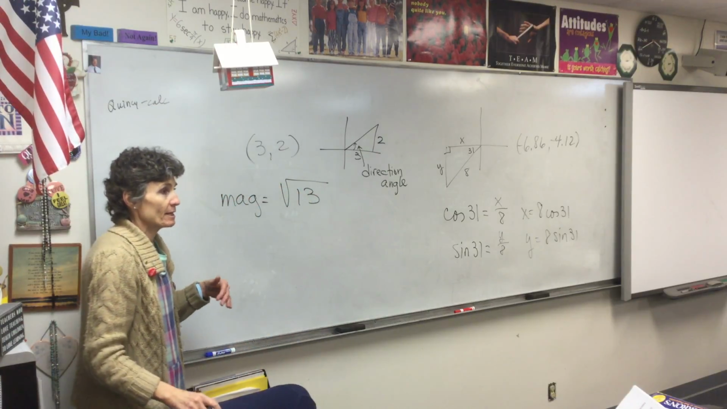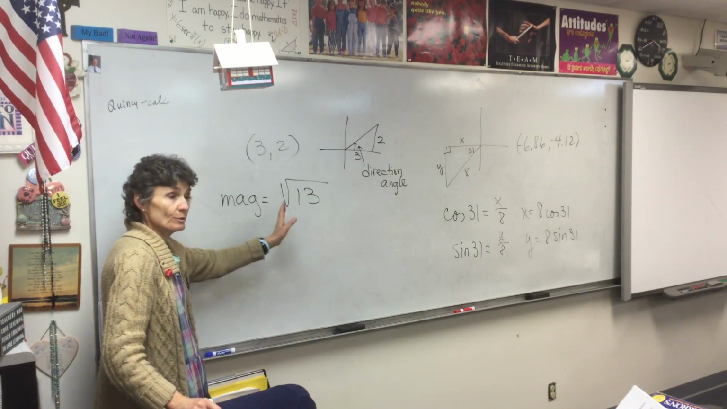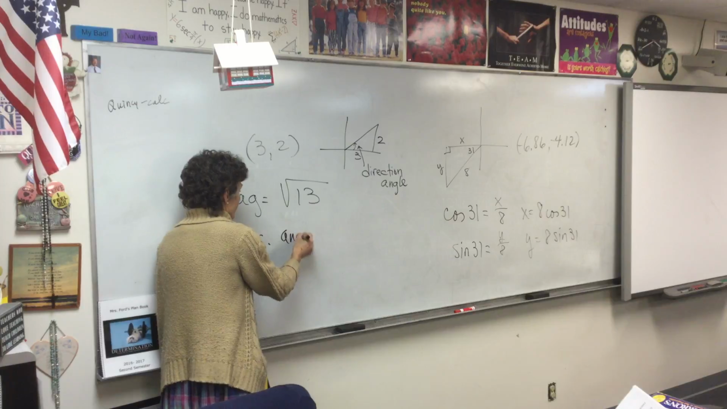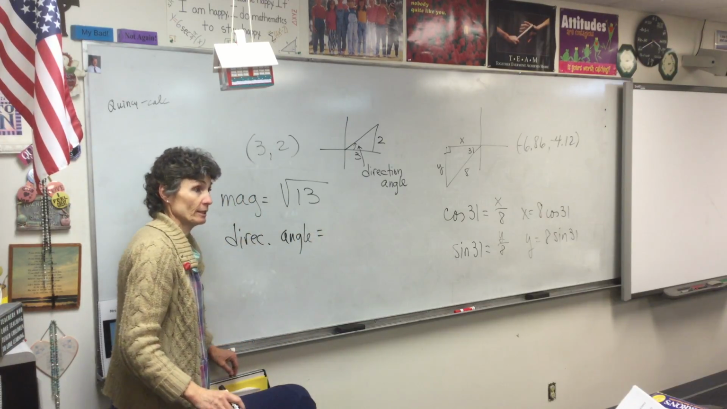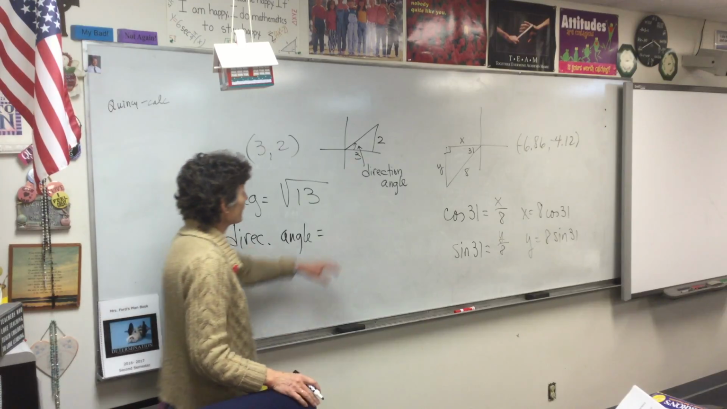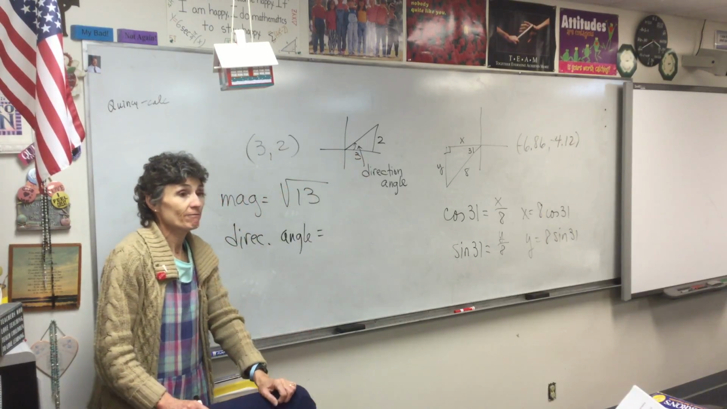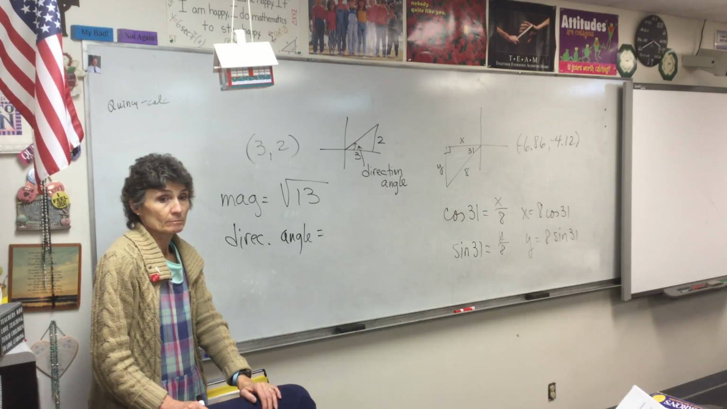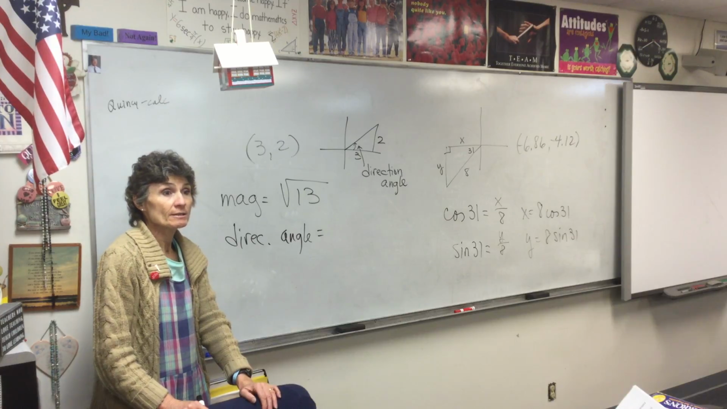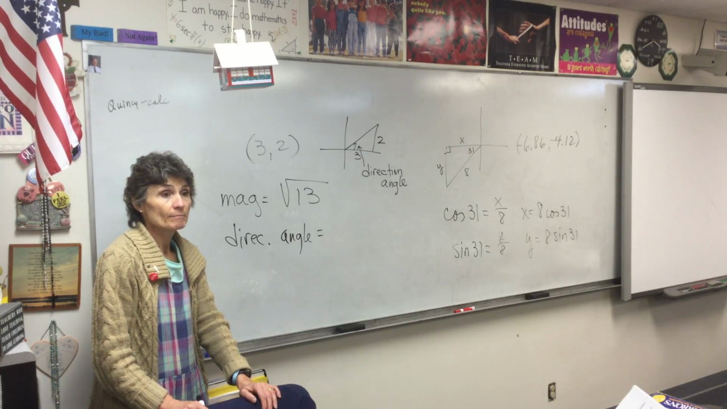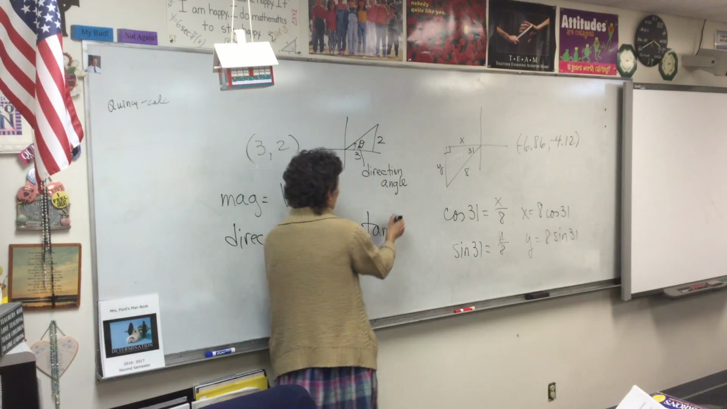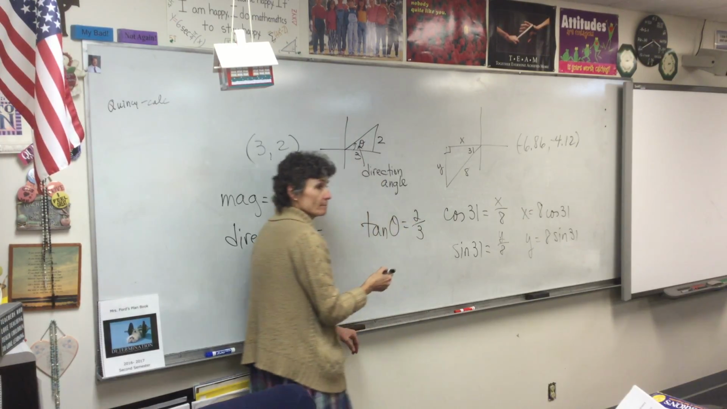So now my job said, okay, find the magnitude, done. Now find the direction angle. I'm going to need a calculator to do that. Does anybody have an idea how I might find that angle? It will definitely be a calculator problem. Tangent? You were right, Mason. You said tangent, let me call it theta. Tangent theta equals 2/3.